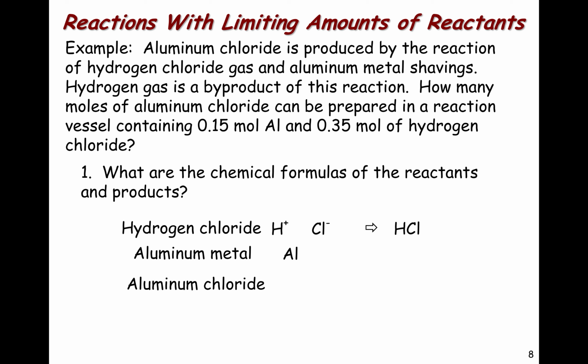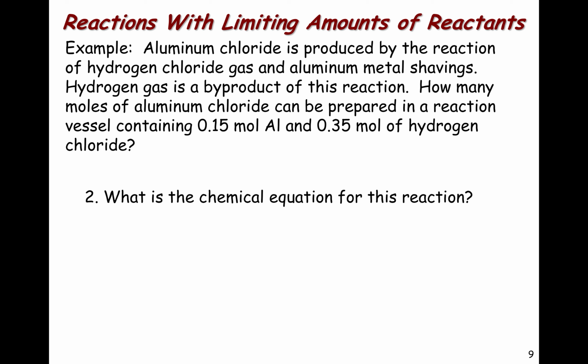So then we have aluminum chloride. Aluminum's ion is 3 plus, and again chloride is 1 minus. So in this particular case, if we do the crisscross, we would end up with a formula that is AlCl3. And then finally, hydrogen is one of the diatomic elements, so you should know that the formula is H2.